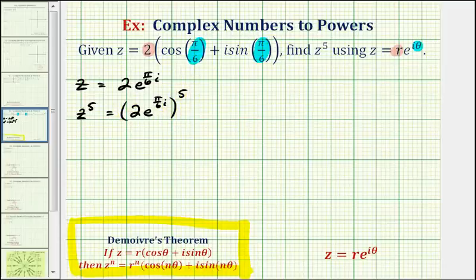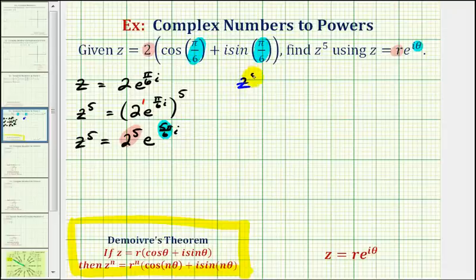Now remember, the exponent on this 2 is 1, so because we have powers raised to powers, we're now going to multiply the exponents. So we'll have 2 to the fifth power, and then e to the 5 times pi over 6i, which would be 5 pi over 6i. Now let's go ahead and write this back in polar form. Now r is 2 to the fifth, and theta is 5 pi over 6.